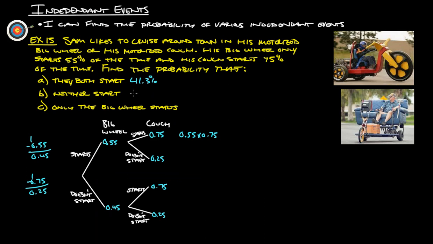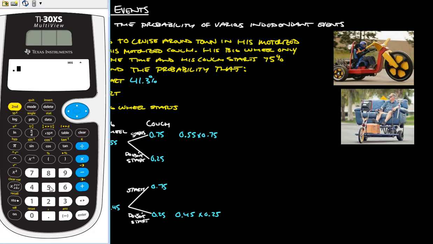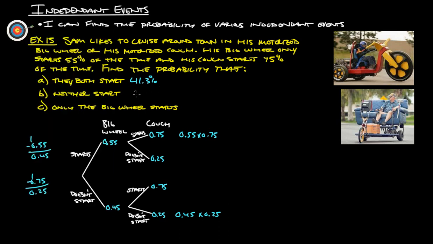Okay, probability that neither one of them is going to start is doesn't start and doesn't start. So that's going to be 0.45 times 0.25. Here's our 0.45 times 0.25, and that gives us 11.3% of the time that neither one of them starts.